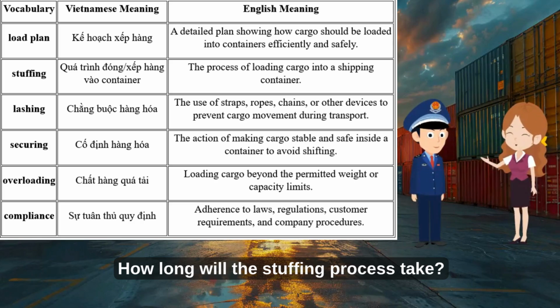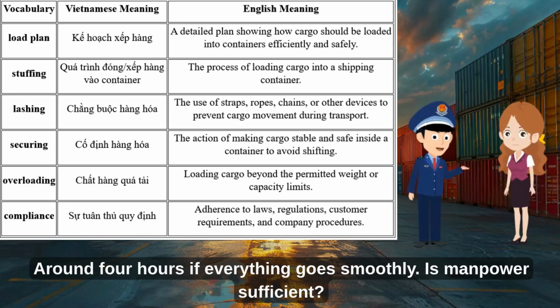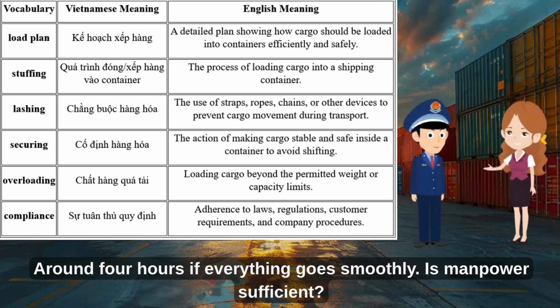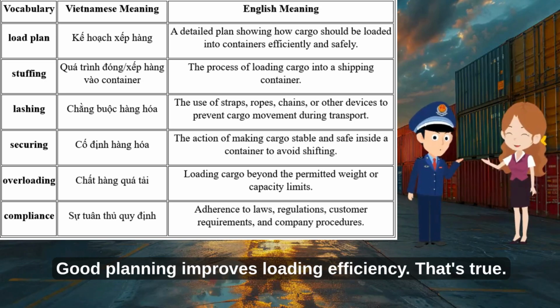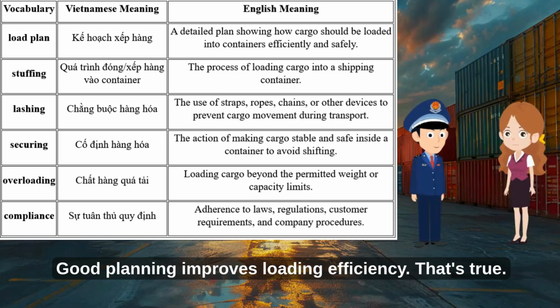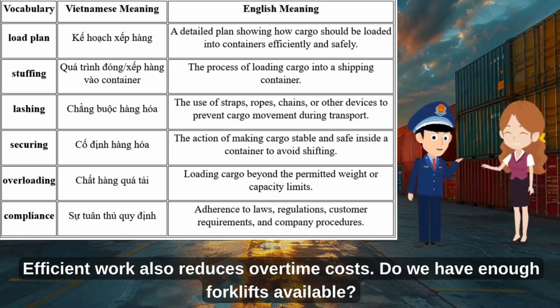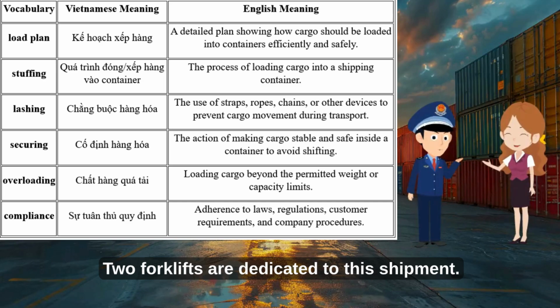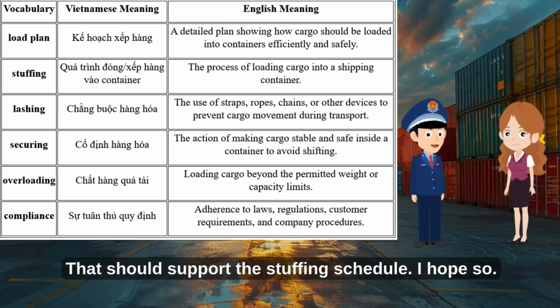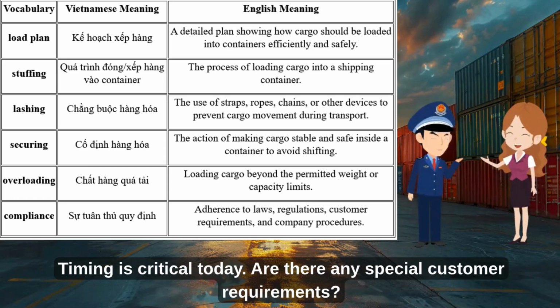How long will the stuffing process take? Around 4 hours if everything goes smoothly. Is manpower sufficient? Yes. The warehouse supervisor assigned extra operators. Good planning improves loading efficiency. That's true. Efficient work also reduces overtime costs. Do we have enough forklifts available? Two forklifts are dedicated to this shipment. That should support the stuffing schedule. I hope so. Timing is critical today.